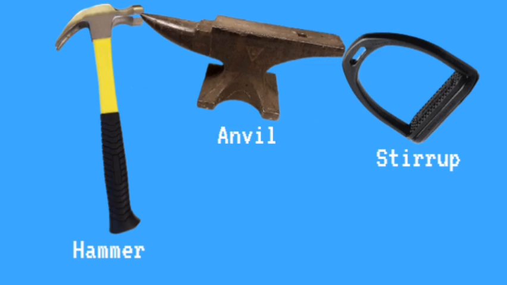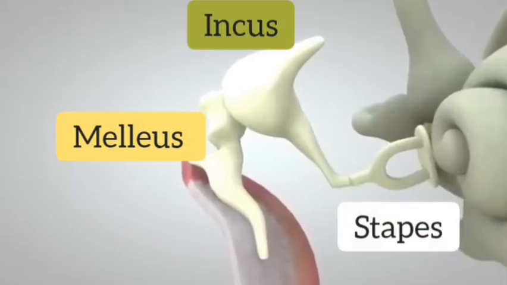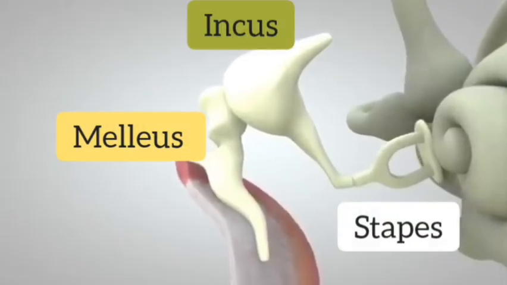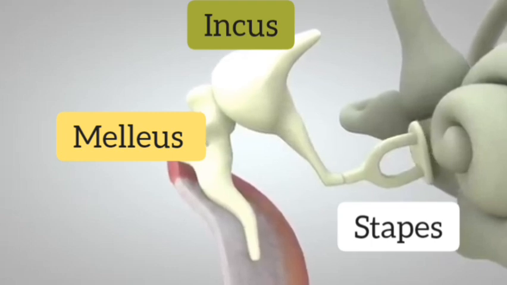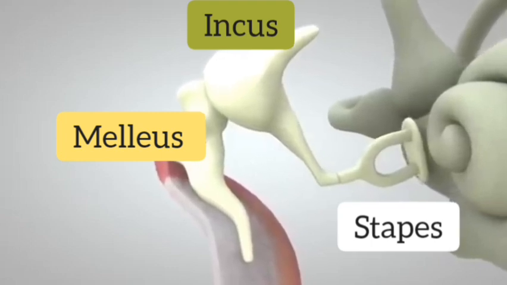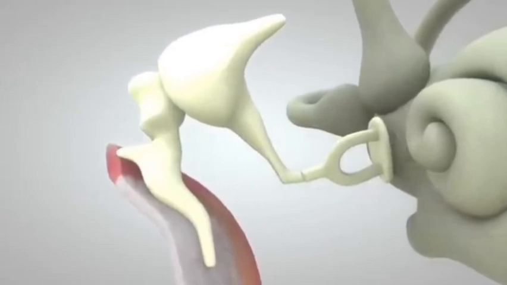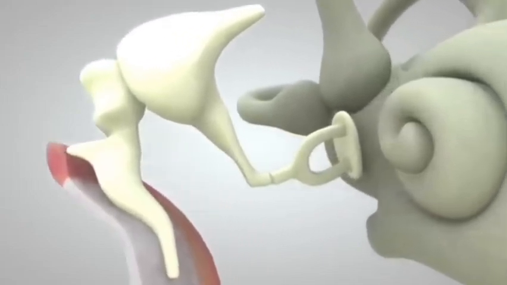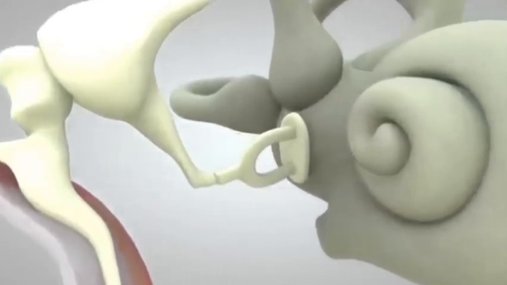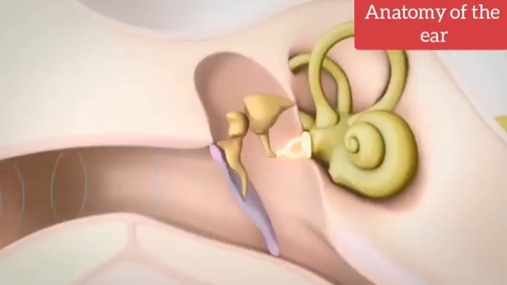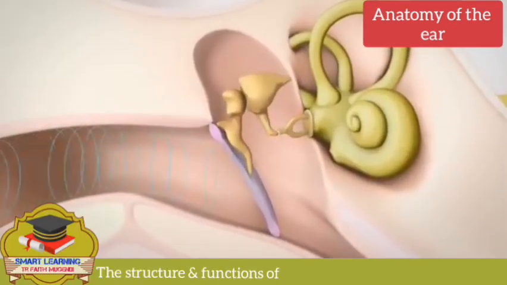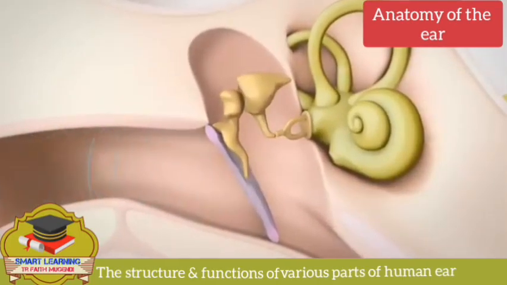These bones are held together by suspensory ligaments and muscles in a chain-like fashion. These muscles prevent excessive vibration, which could damage the inner delicate membranous labyrinth. Their main job, therefore, is to increase the pressure of sound waves before it reaches the inner ear.